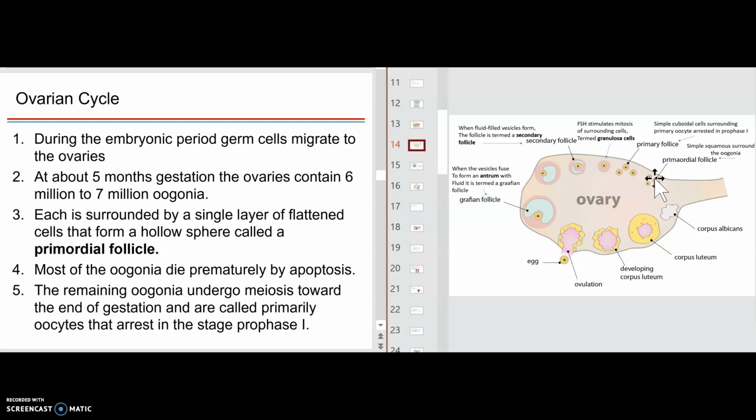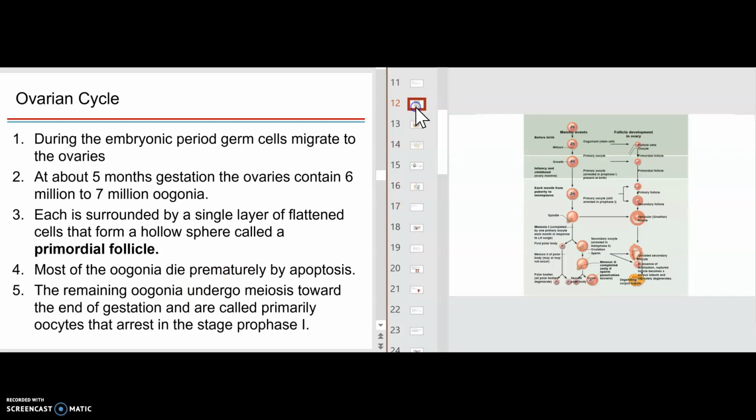That's a primordial follicle. Of those 6 to 7 million oogonia, most oogonia in the female ovaries will die prematurely by apoptosis, which is programmed cell death. So it's programmed to die. The remaining oogonia undergo meiosis, the process I want you to study. Undergo meiosis, which is this process here, reduction division.